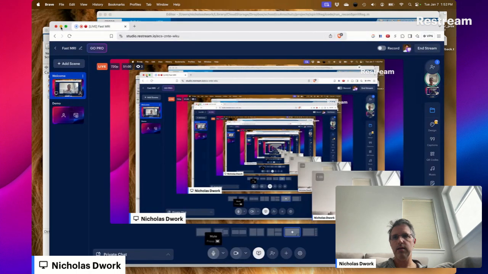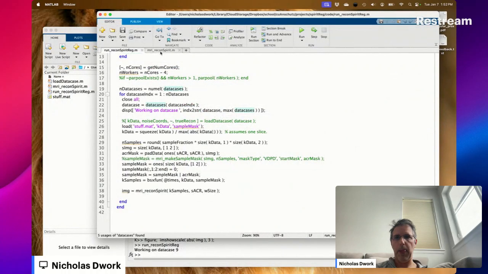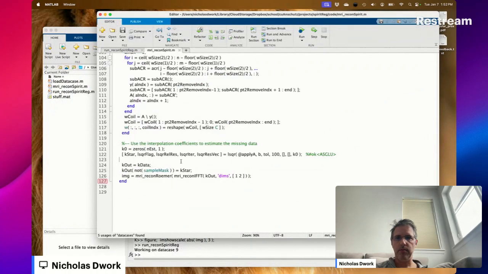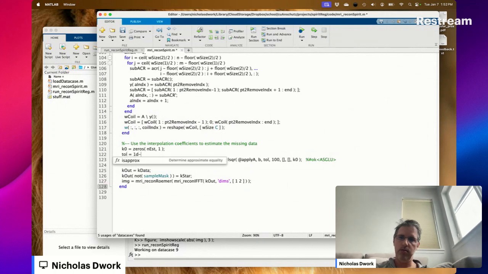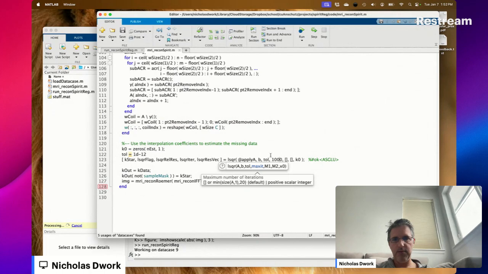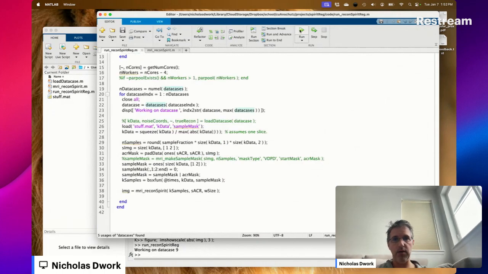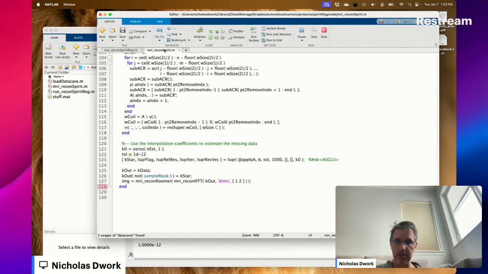Okay. Let's just run it until it reaches a tolerance of 1e-12, or for 1,000 iterations. And let's see what happens. Let's see if we still get the stripy pattern.